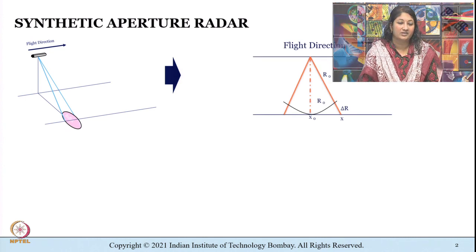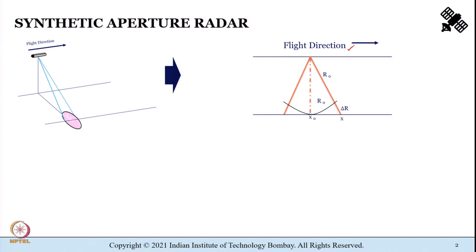represent the same diagram in this manner, wherein the flight direction is shown and then the target as it moves through the SAR beam from some point on the x axis to the center of the beam, x naught, is shown here, and R naught is the range distance. And now let us consider a point, say x, just before x naught. So, the same diagram is being represented here in a different manner, so that we understand what is x naught, what is x, what is R naught, and what is delta R. I will come to delta R.